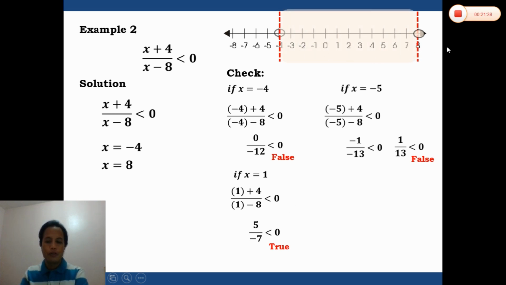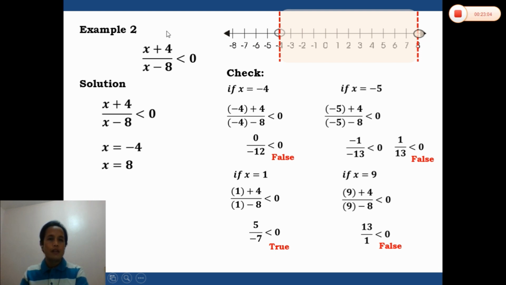Now for the third region, we need to choose again another value. For example, we will use x equals 9. Substitute in the inequality, so that is 9 plus 4 over 9 minus 8 less than 0. So that is 13 over 9 minus 8, which is 1, less than 0. So 13 is less than 0 is a false statement. So that means all the values that can be found in this region will give us a false statement. That means we will not shade this region.